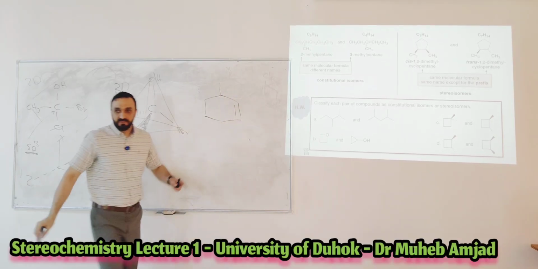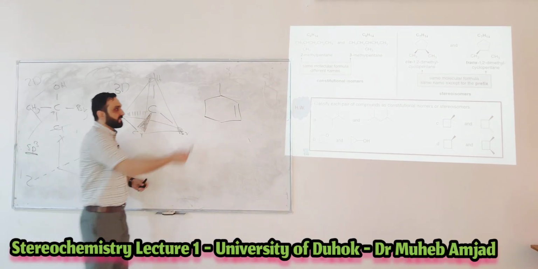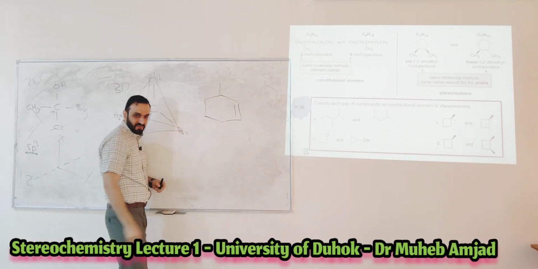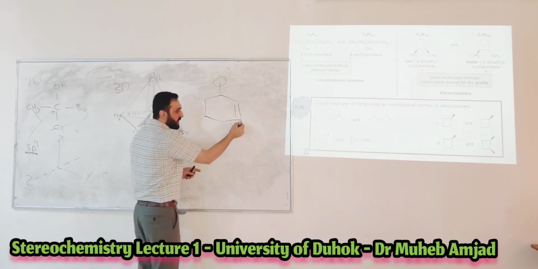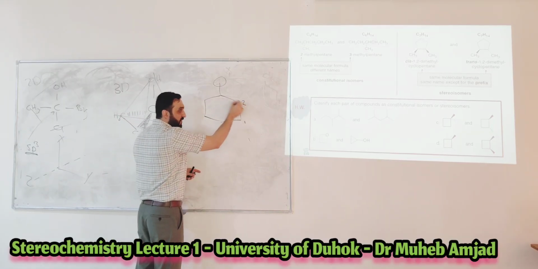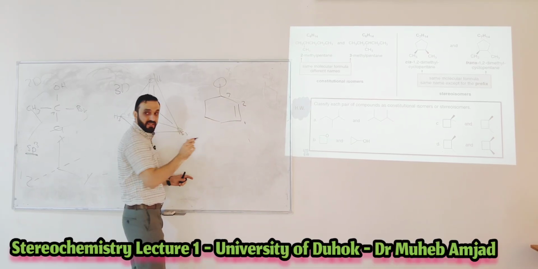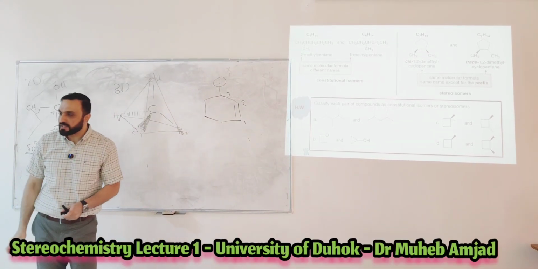What is the name of this compound? Yalla. I have a cyclohexane, but here a double bond, cyclohexene. Where is the methyl? Any position? 3. Of course 3, this one. And this is 3, meaning now 1 2 3 4, of course. Okay. 1 2 3 good. 3-methylcyclohexene.